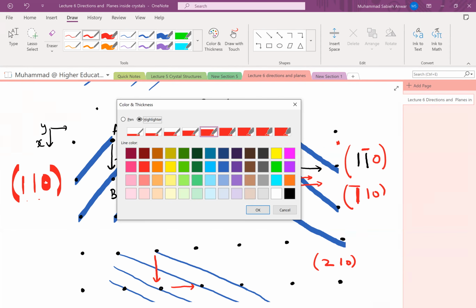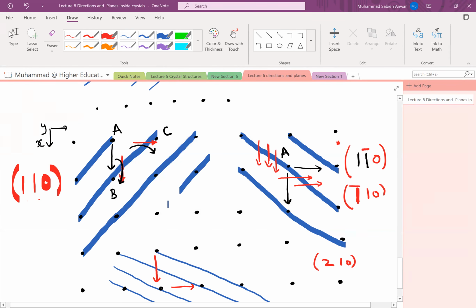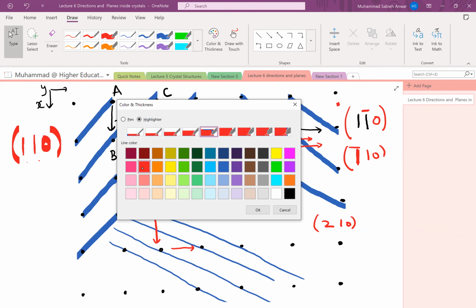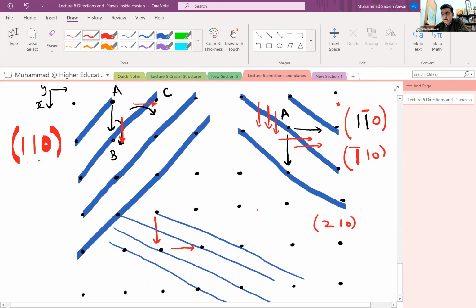I'm sorry, I didn't understand where we got the one bar from, because the direction is the same. What we did on the left side we didn't do on the right side. No, not at all. So you have planes on the left and you have planes on the right. They have different orientations. They have to be identified by different indices.